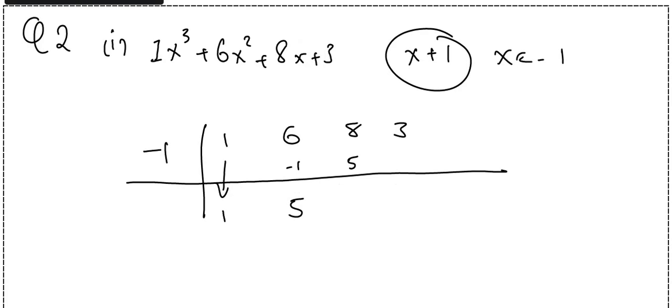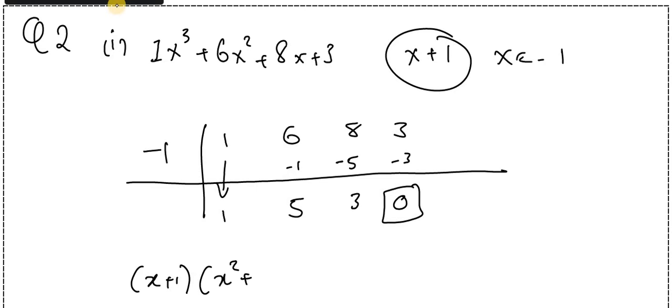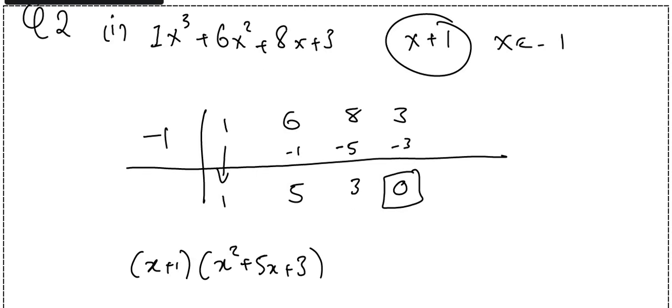So this is going to be a 5. That's a -5. I mean, this will be -5. 8 minus 5, or we're adding, that's going to be a 3. That's a 3. That's going to be a 0. The remainder is a 0, meaning x plus 1 multiplying this x squared plus 5x plus 3 is the same as the polynomial.